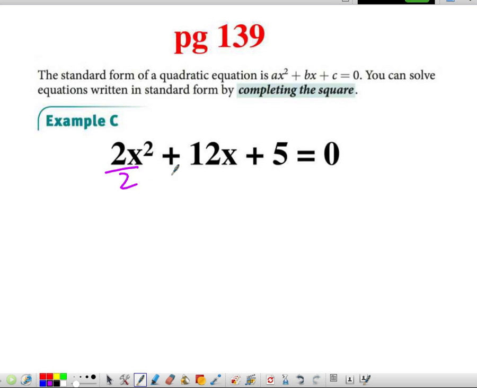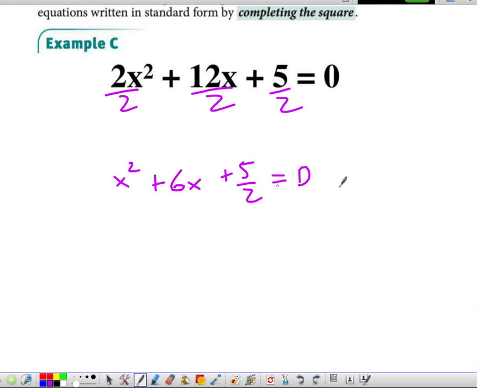Well, first of all, we need to divide everything by 2. So we get x squared plus 6x plus 5 over 2. Again, notice that we're always moving this to the other side, so we get x squared plus 6x is equal to negative 5 over 2. How would I be able to complete the square without the diagram?